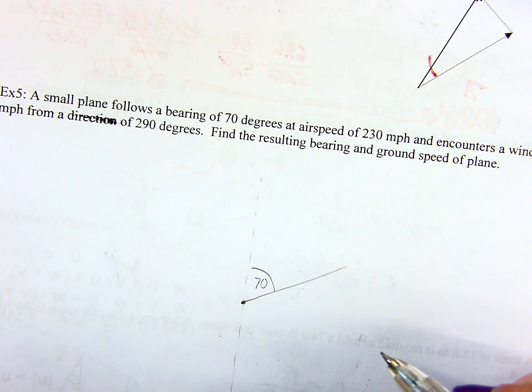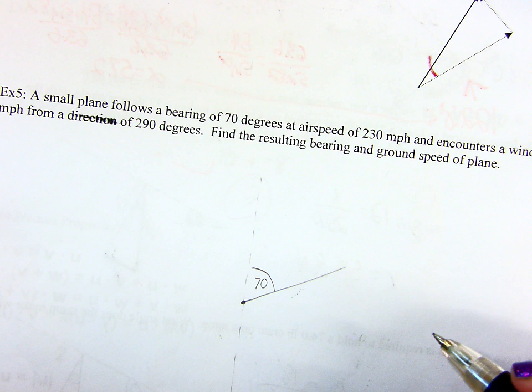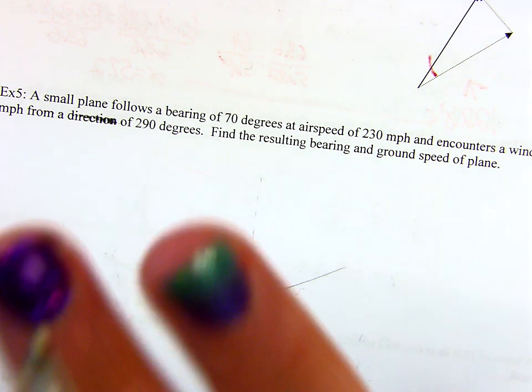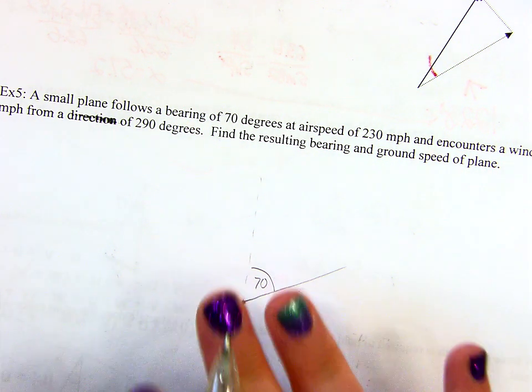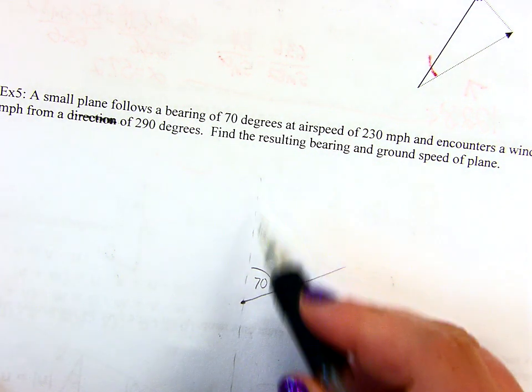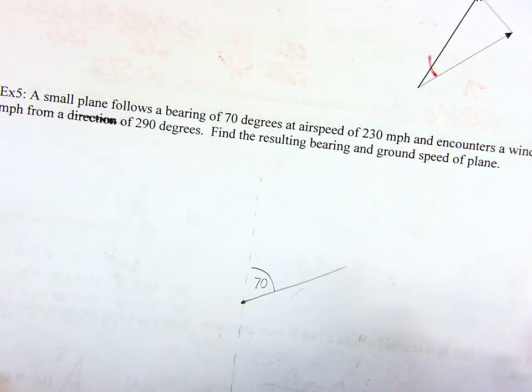Wouldn't it be 70 degrees from the ground? No. This is like an overhead shot of the plane. I'm above the plane looking down. The 70 degrees is from the vertical axis. Right. Gotcha.